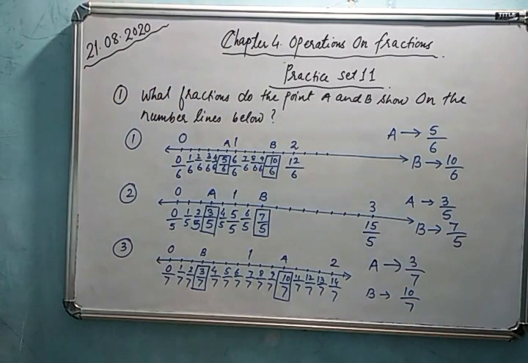So students, you will draw this number line, divide each unit into equal parts, and then you can write the counting. You can copy it down as it is given.